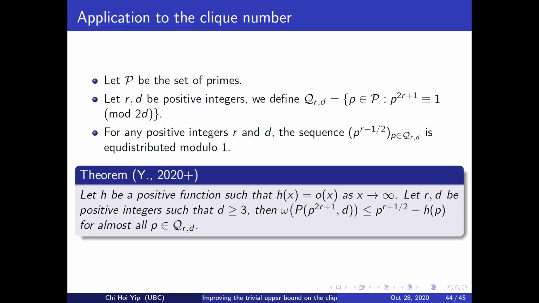So for example, we can pick this function h(x) to be x to the 0.99. Then we can show that for almost all primes, the clique number of this kind of generalized Paley graphs is at most root q minus p to the 0.99. So that's a non-trivial improvement on the previous trivial upper bound.